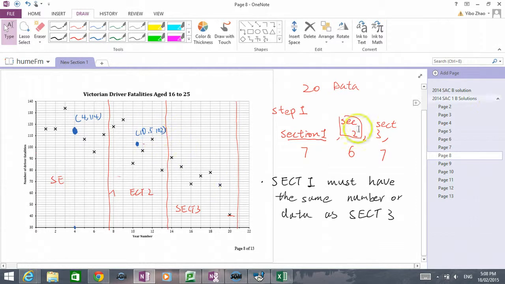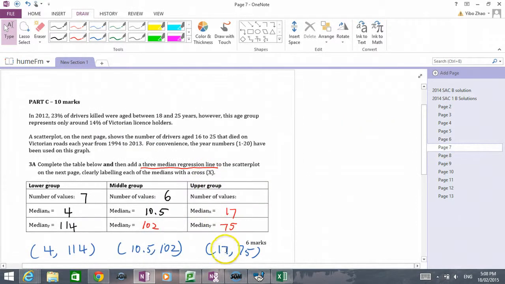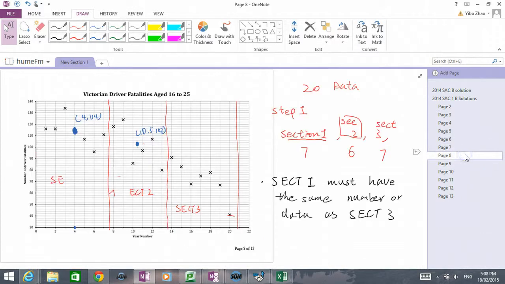Now let's go on to the next part, which is 17 and 75. 17 and 75 should be this one there. Exactly, that's easy. So 17, 75. Then what you need to do is use your ruler. I'm using my pen to draw a line that best fits those three points. Draw a line that best fits those 3 points only, regardless of the rest of the points.